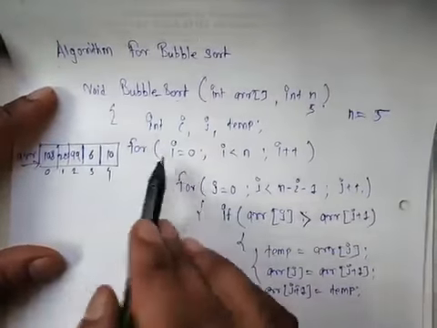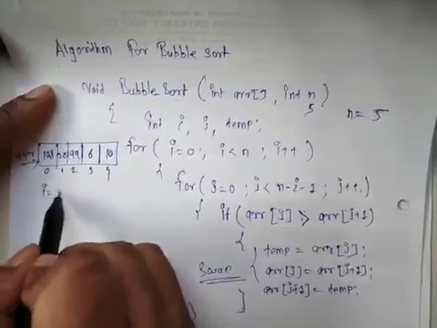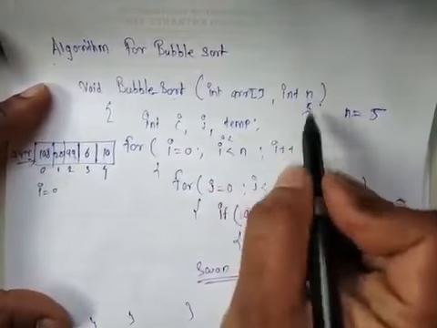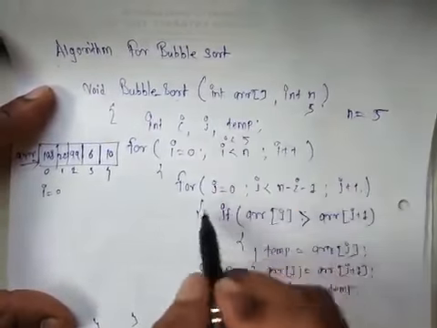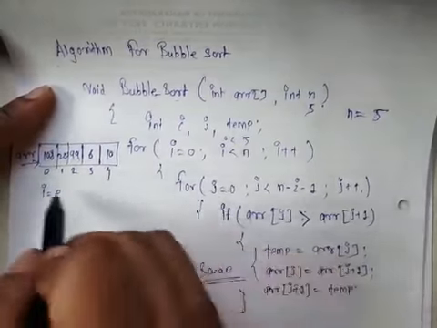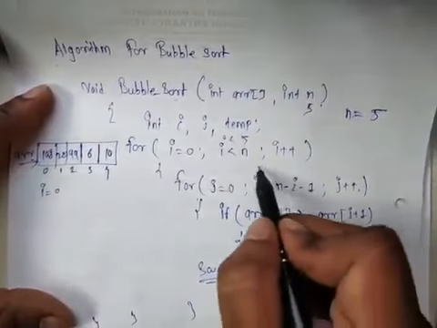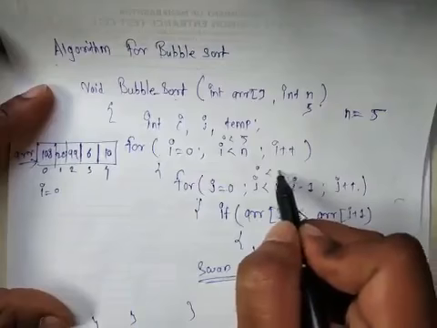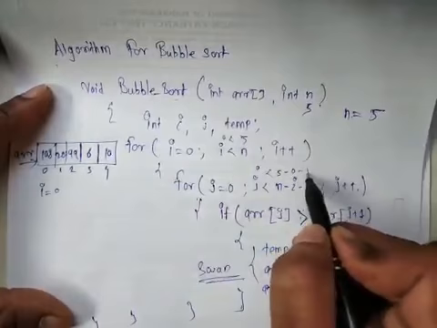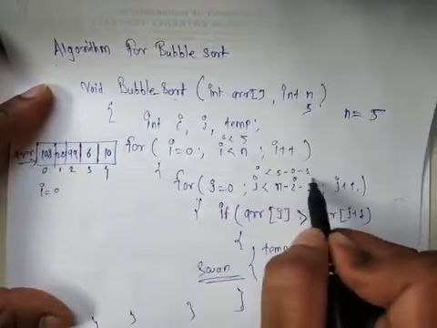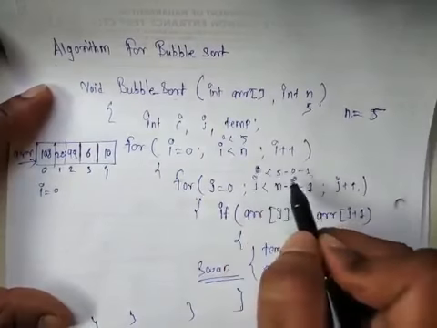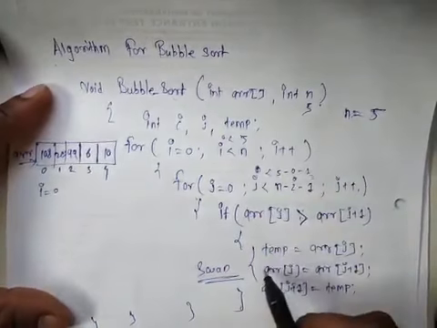Okay, now for i is initialized to 0. So 0 is less than n. What is n? That is 5. Condition satisfied. It jumps to the inner for loop. Now j is initialized to 0. 0 is less than n minus i minus 1. What is i's value? 0. So that is 4. So 0 is less than 4. Condition satisfied. It jumps to the if.